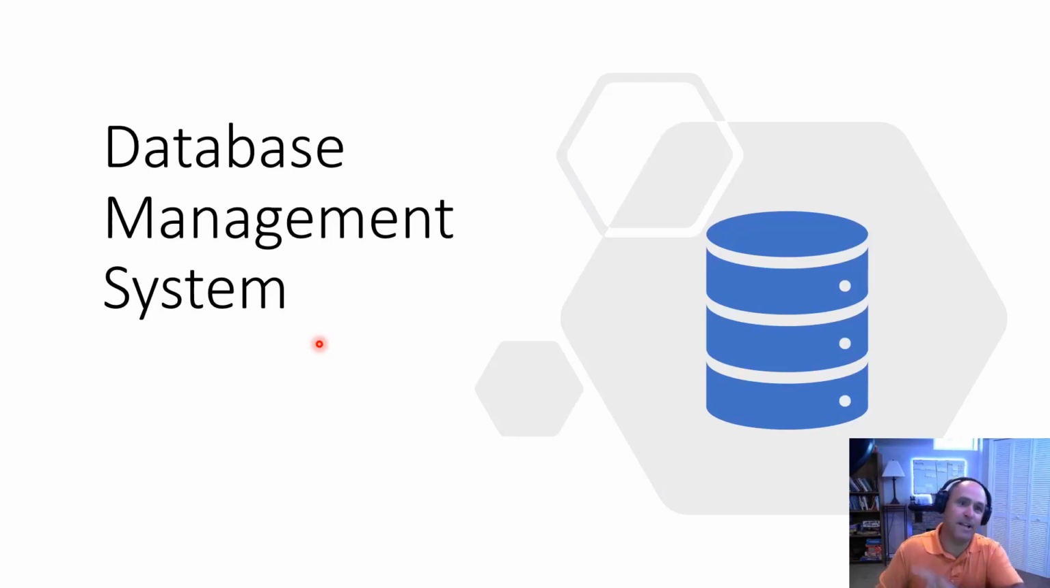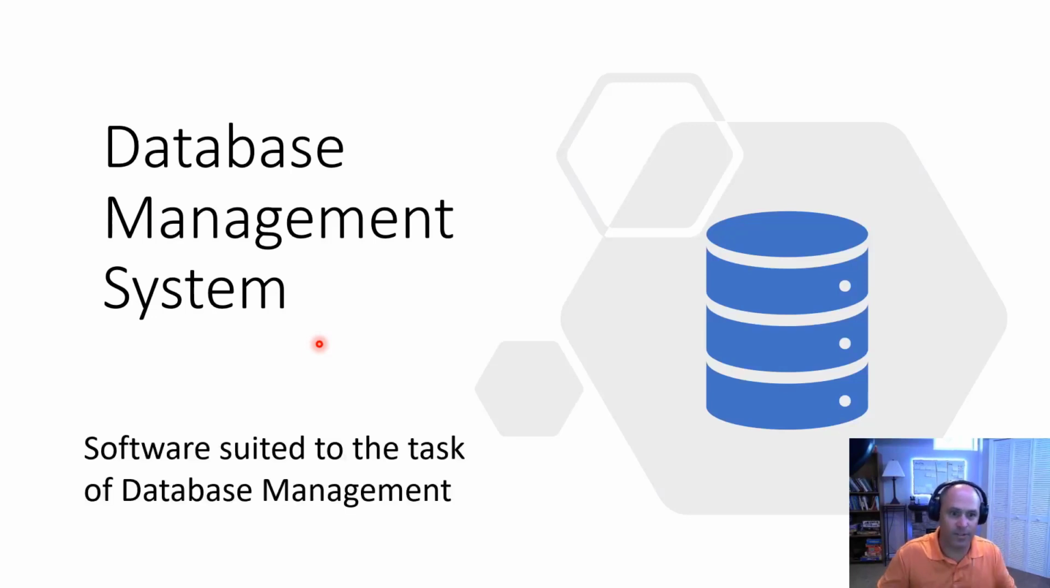So, database management system. What is it? A database management system is software suited to the task of database management. So, databases can be computerized. Databases can be on paper. When they're computerized, they're easier to use and maintain. But someone still has to program all that data management. A database management system is designed to help with the metadata, help with the data management. Okay, that's the purpose of a database management system.